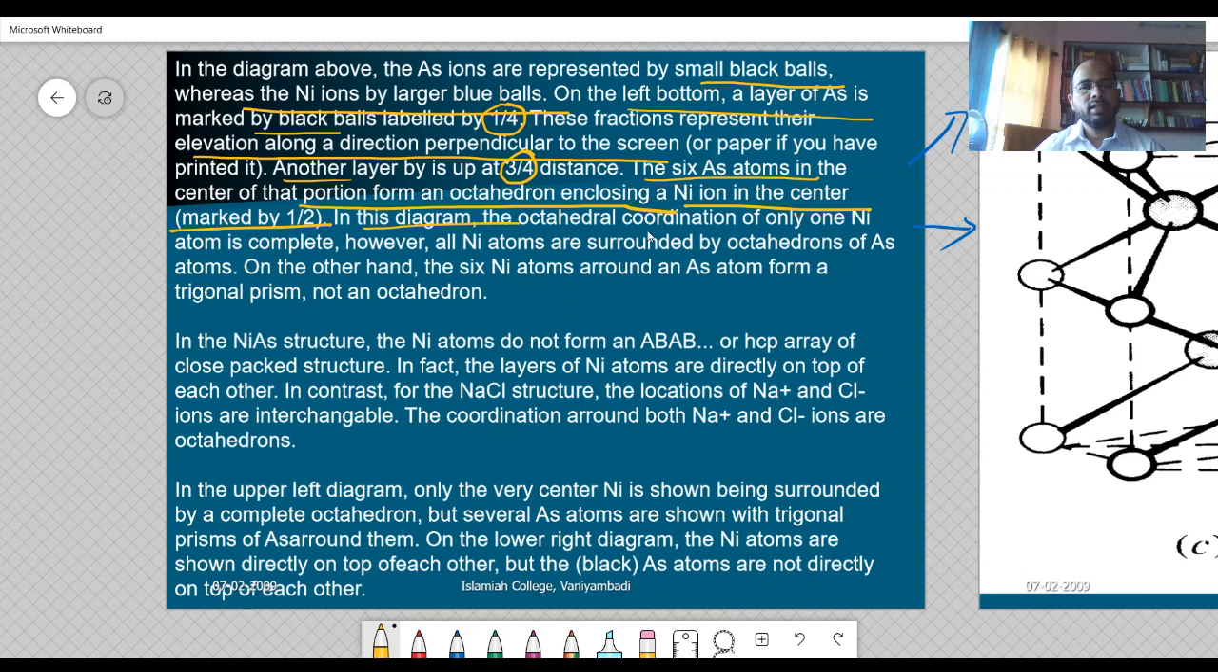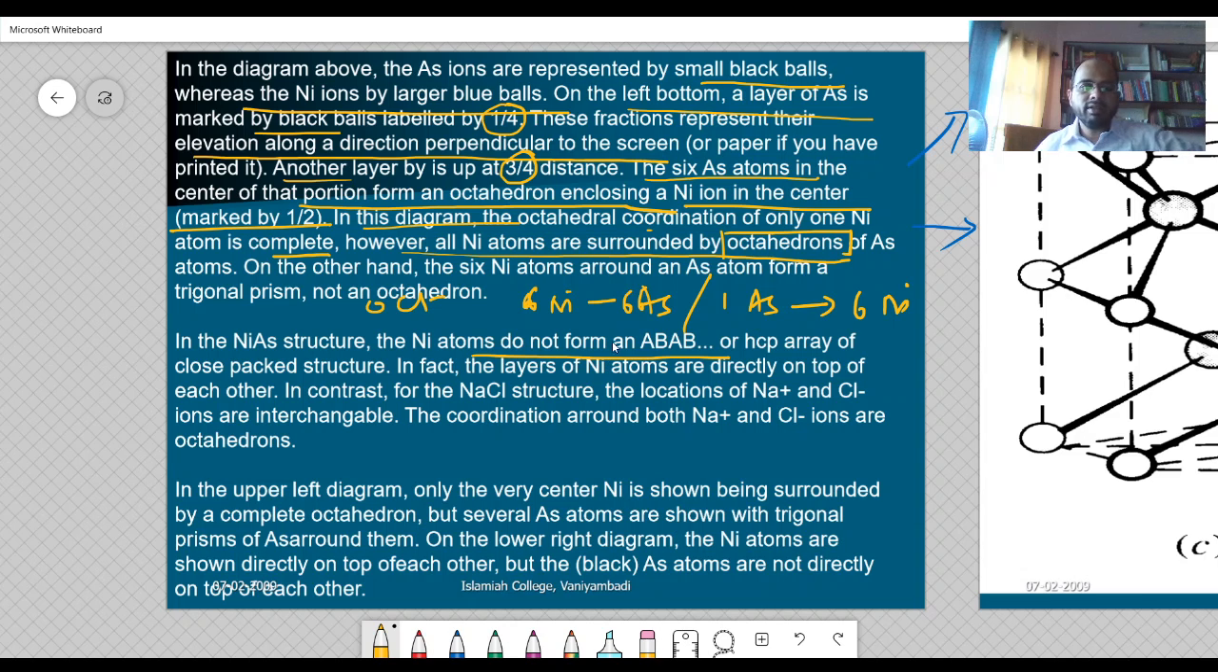In this diagram, the octahedral coordination of only one nickel atom is complete. However, all nickel atoms are surrounded by octahedra. On the other hand, the 6 Ni atoms are surrounded by As atoms. That is a brief abstract of this: 6 Ni are surrounded by As. 1 Ni is surrounded by 6 As, and 1 As is surrounded by 6 Ni. So in the NiAs structure, the Ni atoms do not form an ABAB or CCP array.